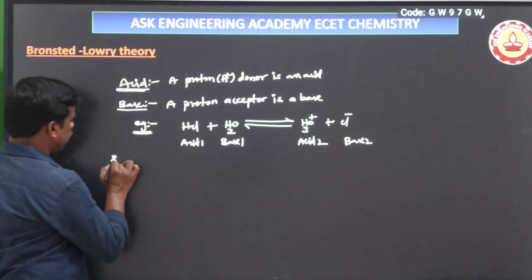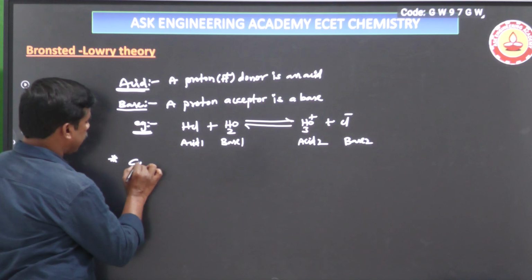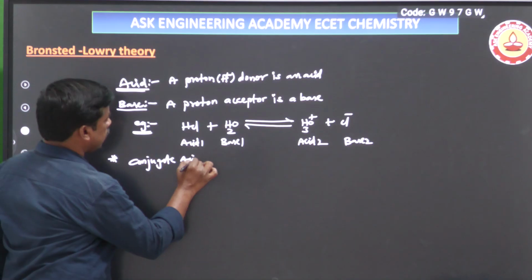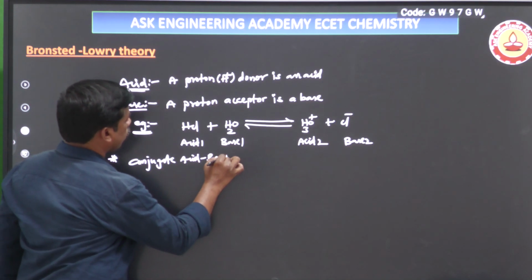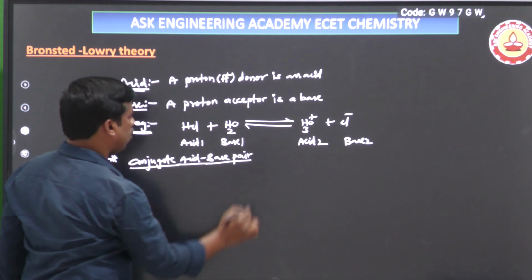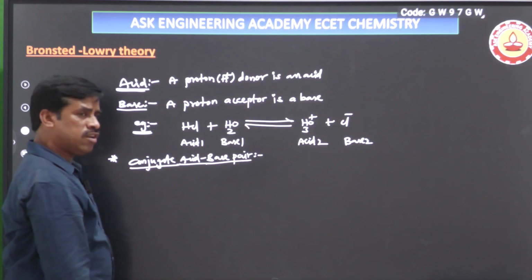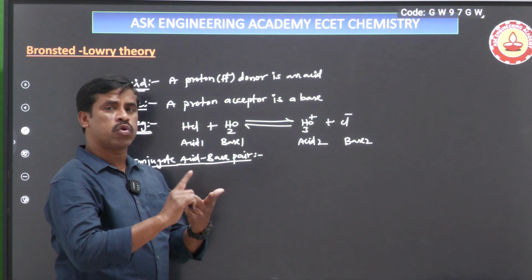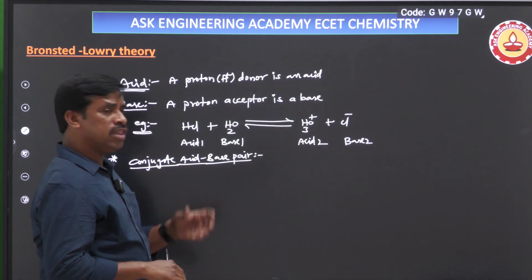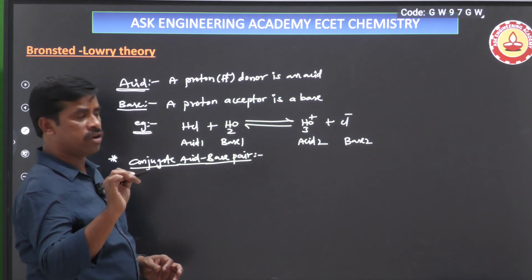For the exam point of view, very important. What is a conjugate acid base pair? A number of times this question is given: which of the following is a conjugate acid base pair? Here what does conjugate acid base pair mean? A single proton difference between them is called a conjugate acid base pair.